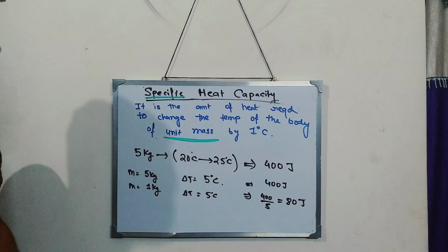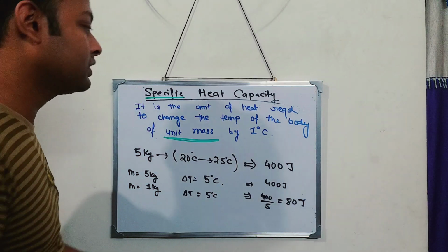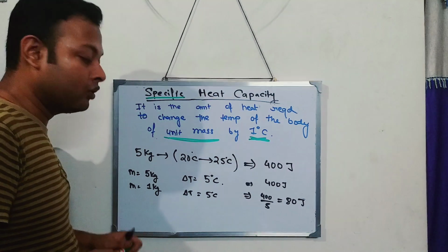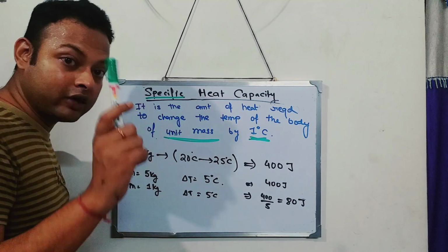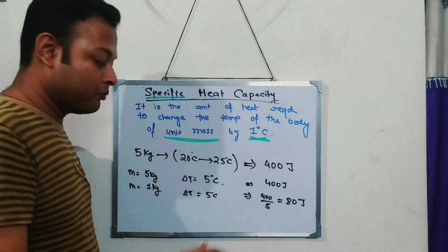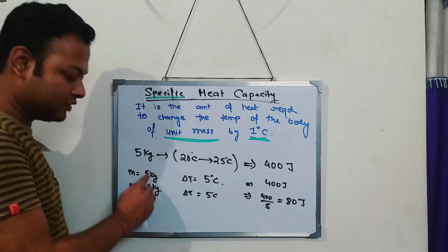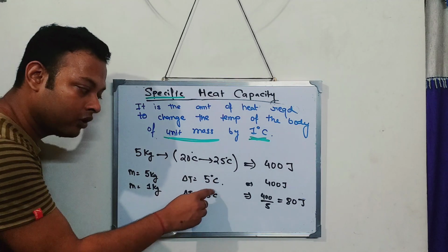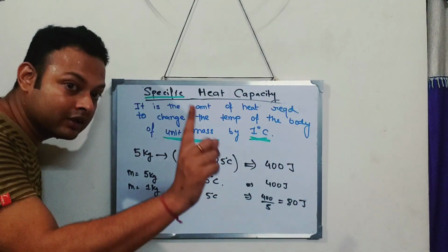Now again see, the change of temperature is how much? 1 degree. They are saying don't do it for 5 degrees, I want it for 1 degree. Always unit temperature, unit mass. But I have it for 5 degrees. I have changed the mass from 5 to 1. But what about this change? I have to also make this not 5 degrees, I have to make this 1 degree.